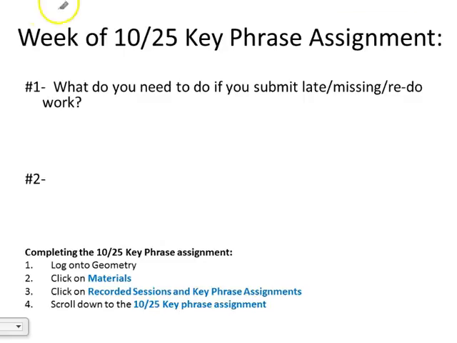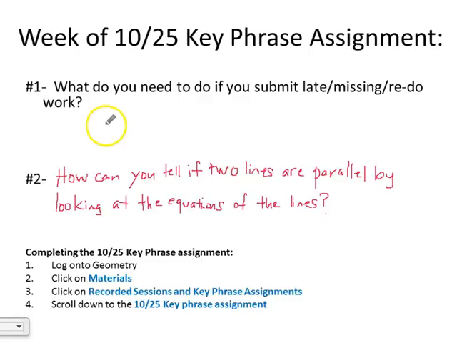Alrighty, so that brings us to the key phrase assignment. Let me get up those two questions for you. There are two questions you need to answer this week. The first one is, what do you need to do if you submit a late, missing, or redo work assignment? Then the second question is, how can you tell if two lines are parallel by looking at... So again, there are two key phrase questions you have to answer. You need to answer both these questions to get full credit this week. Answer both questions, and directions to complete the key phrase assignment are below if you need them.